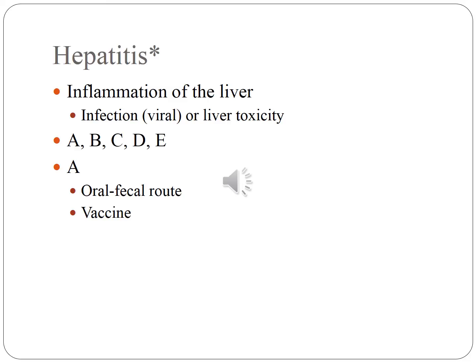So hepatitis A is transmitted via an oral fecal route. So, commonly you would see this in people who, for instance, someone prepares food and they don't wash their hands, and then a person ingests the food and then they get sick from hepatitis A. Another important thing to note is which forms of hepatitis you can be vaccinated against, and hepatitis A is one of them. So there is a vaccine for hepatitis A.